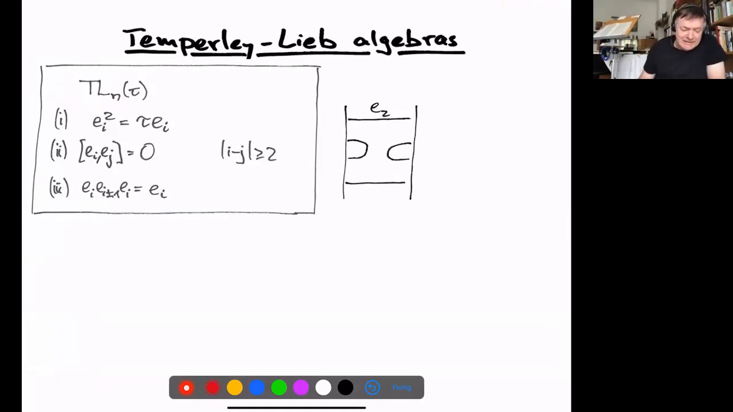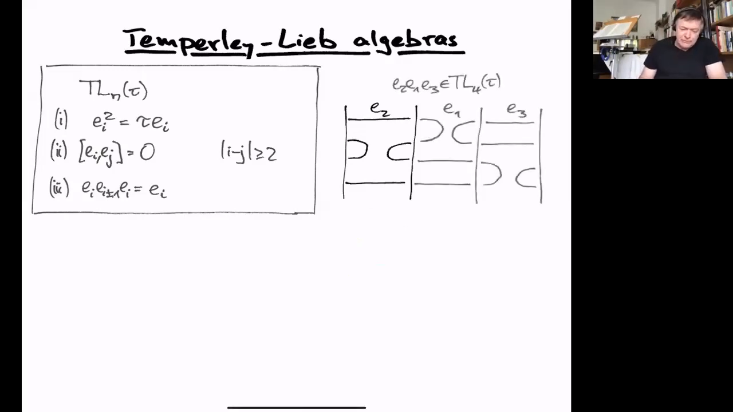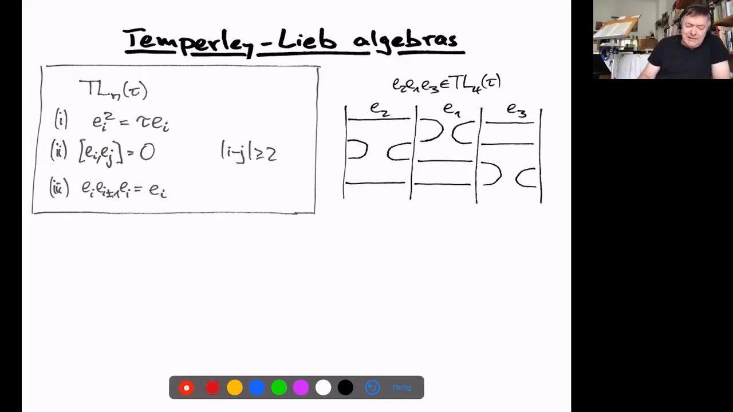Now, the nice thing is that you can represent these things graphically. For example, the element E2 is drawn here, or E1 in this case would be like this. So I'm taking n equals 3, and I take 4 strands, and this would be E1 here. And then when you multiply, let me show you what you do. For example, here I take the element E2, E1, E3. You just put these formal diagrams next to each other.